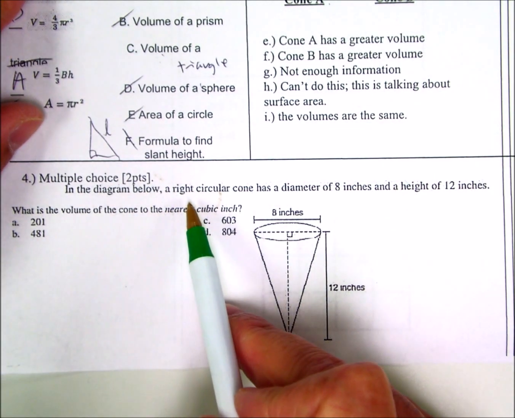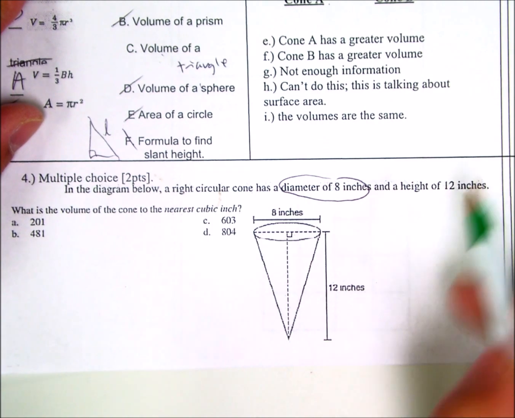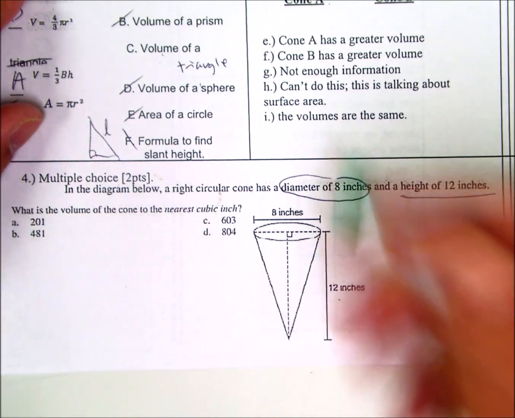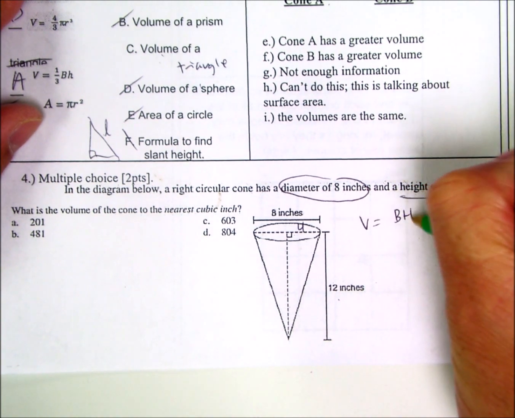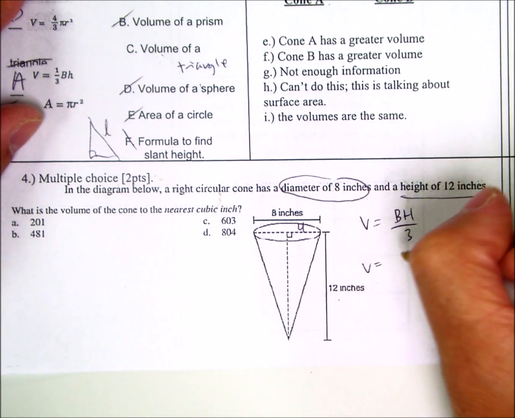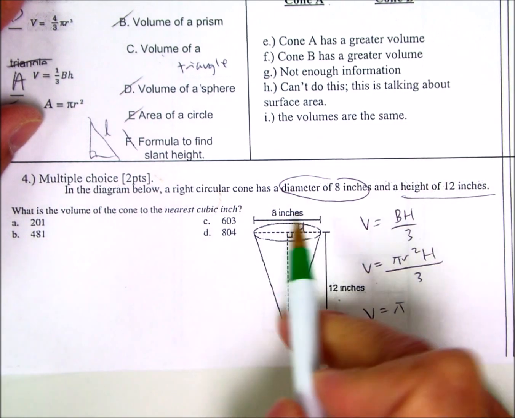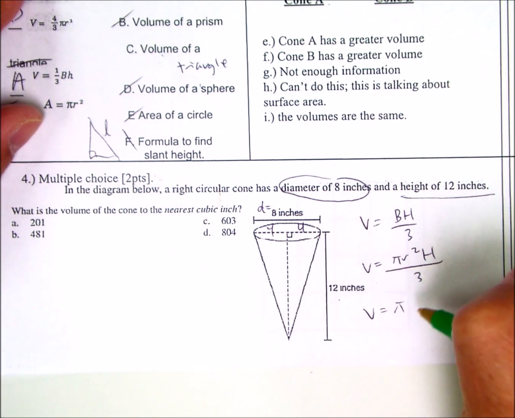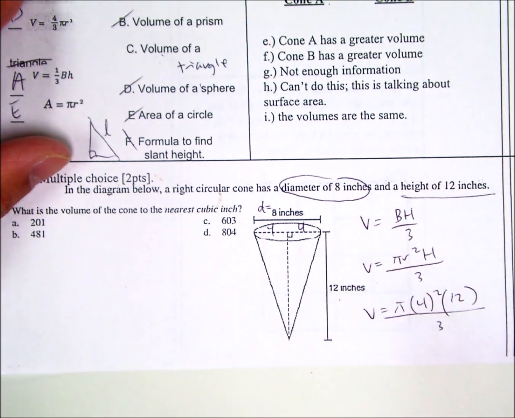In the diagram below, a right circular cone has a diameter of 8 inches and a height of 12. So you see that 12, there's 8. What is the volume of the cone to the nearest cubic inch? So that means this is 4. Volume equals base times height divided by 3, and there's 3 cones in a cylinder, and therefore the base is a circle, so pi r squared h divided by 3. And don't forget, here's the trick, 4 is my radius. Diameter is 8, so radius is 4. My height there is 12, and divide that by 3.